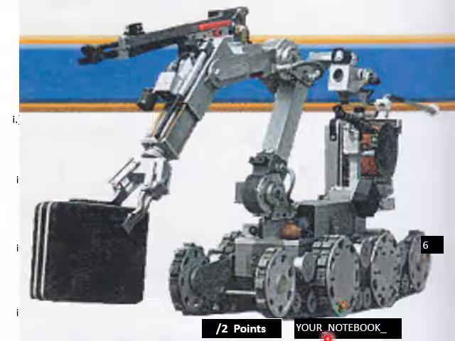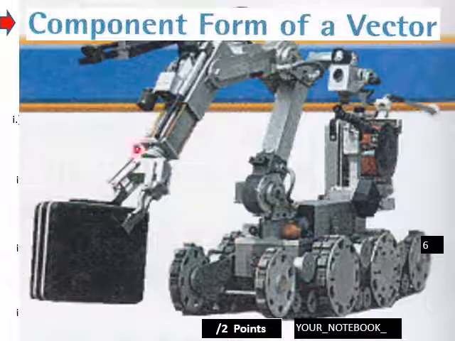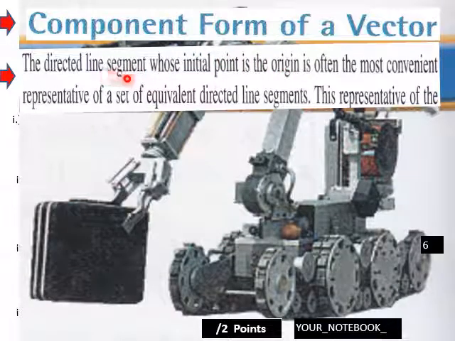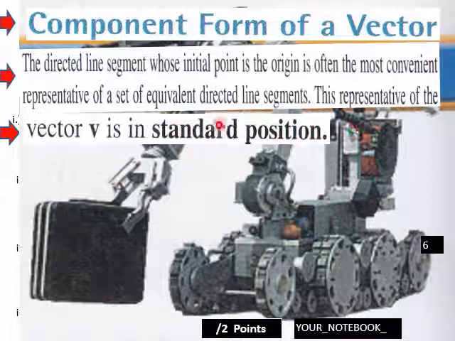Okay, going into our next notebook page. Your page 6 goes in your notebook. Component form of a vector. The directed line segment whose initial point is the origin is often the most convenient representative of a set of equivalent directed line segments. This representative of vector V is in standard position.